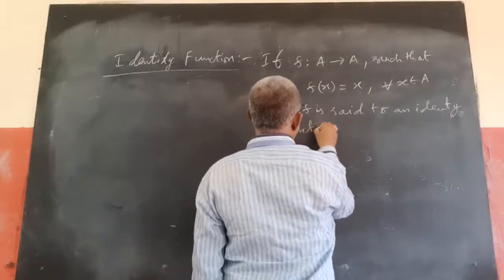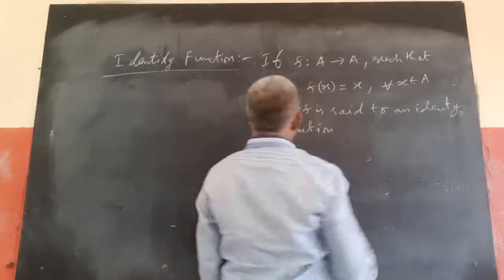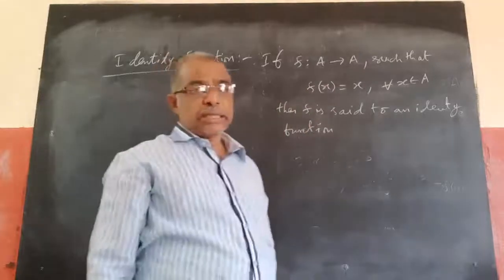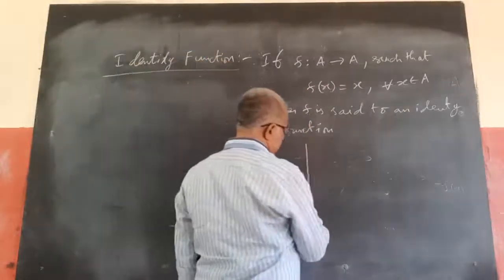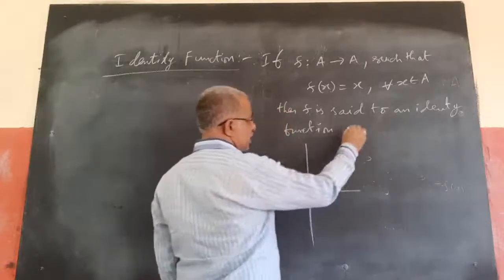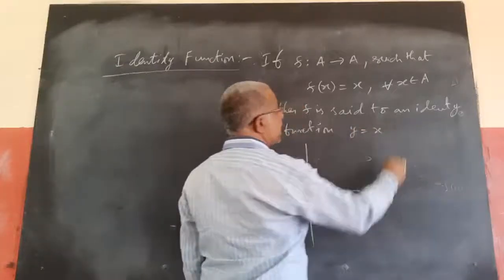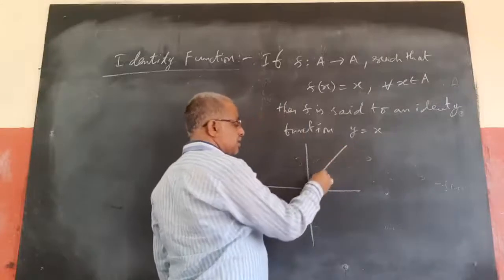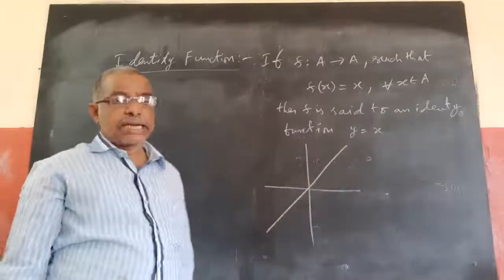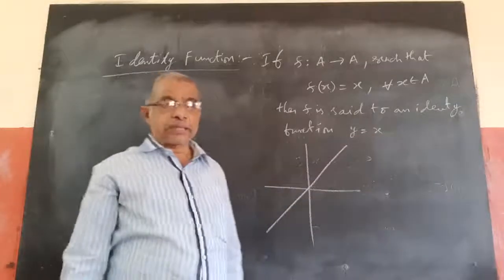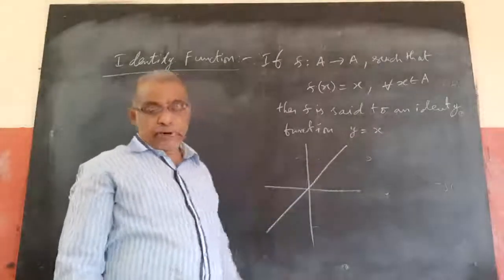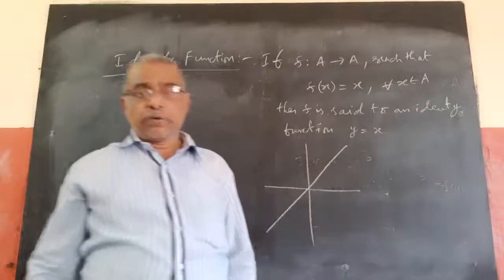If f of x equal to x, then f is said to be an identity function. If we draw the graph of the identity function, y is equal to x, the line will be like this. The best example of an identity function is y equal to x. So this is the graph of the identity function y equal to x.